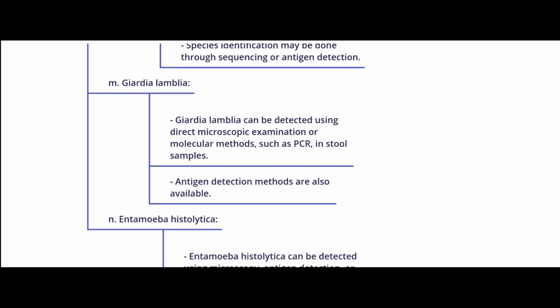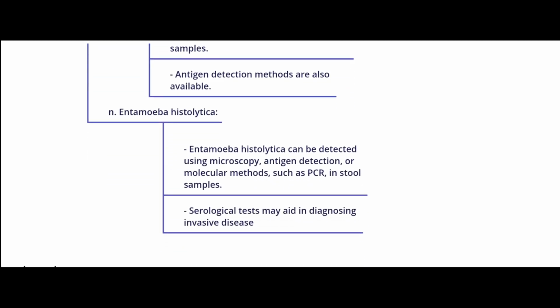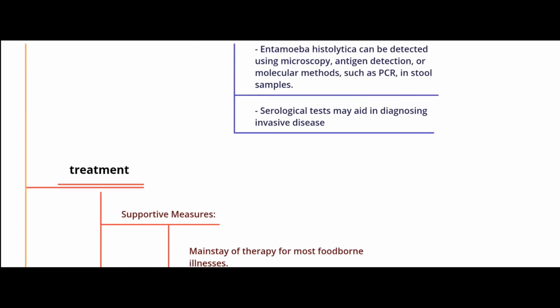Giardia is suspected clinically and detected by direct microscopy or PCR. Antigen detection methods can be available, but they have limited clinical relevance, especially in patients who spend a lot of time in the wilderness. If we talk about Entamoeba histolytica, it can be detected using microscopy, but serological detection is the most common way to diagnose right now.